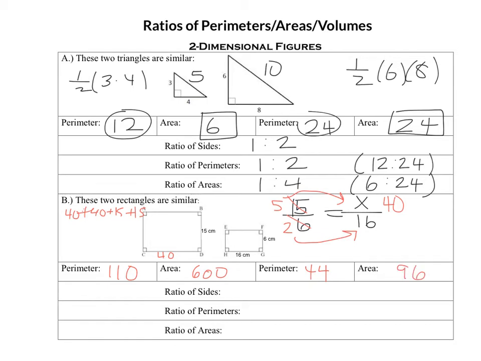All right, so the ratio of our sides, we have 15 to 6. Of course, that reduces to 5 to 2. I'm going to just write it like that. And the ratio of our perimeters is 110 to 44. What do you think we can divide both of those by? We can divide by 11, and that gives us 10 to 4. Oh, we can reduce again, and we get 5 to 2. Okay, and then the ratio of areas will be 600 to 96.